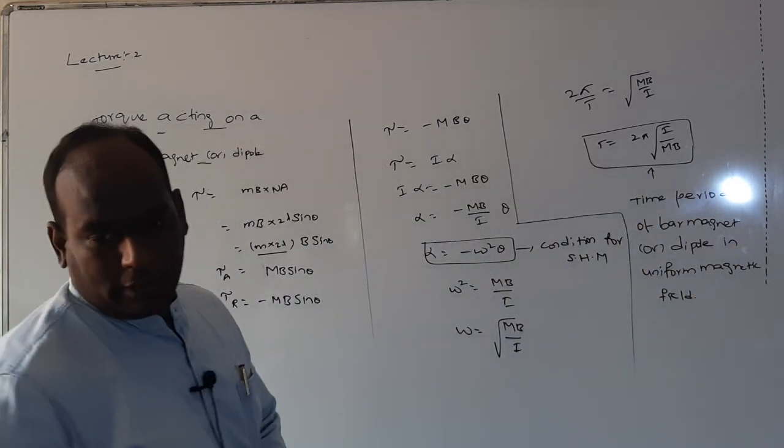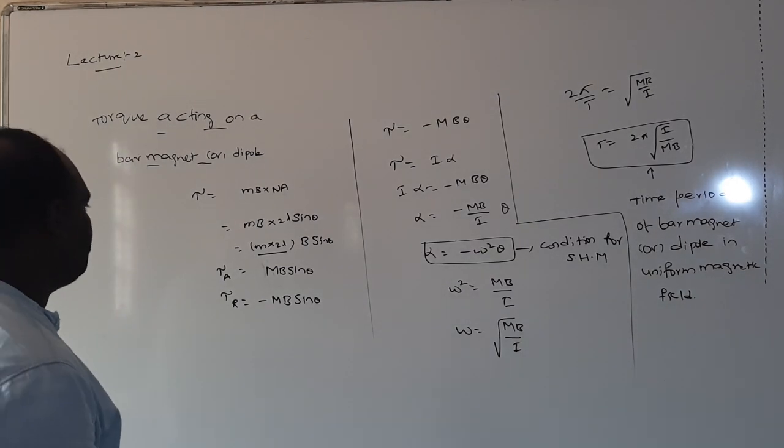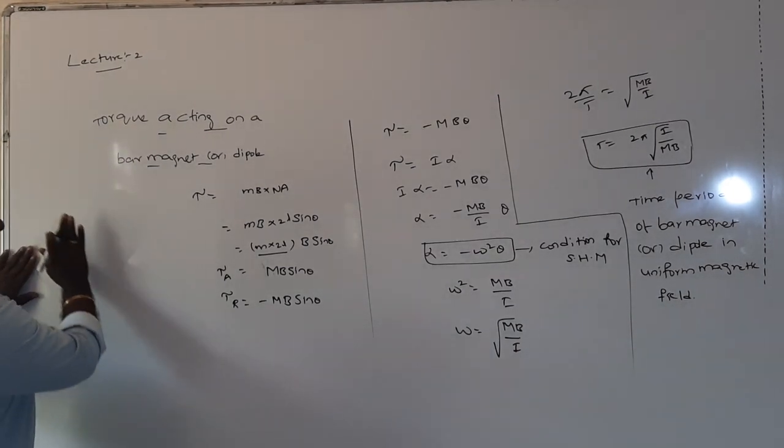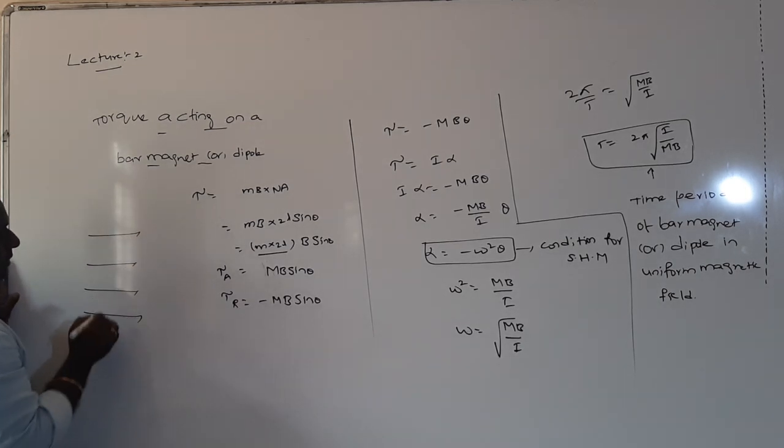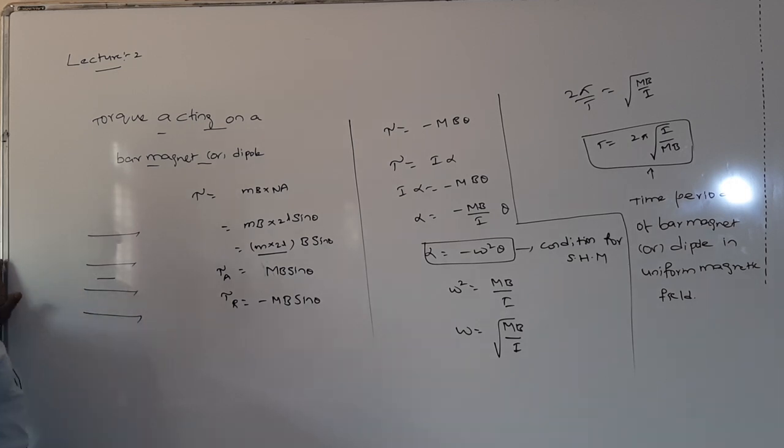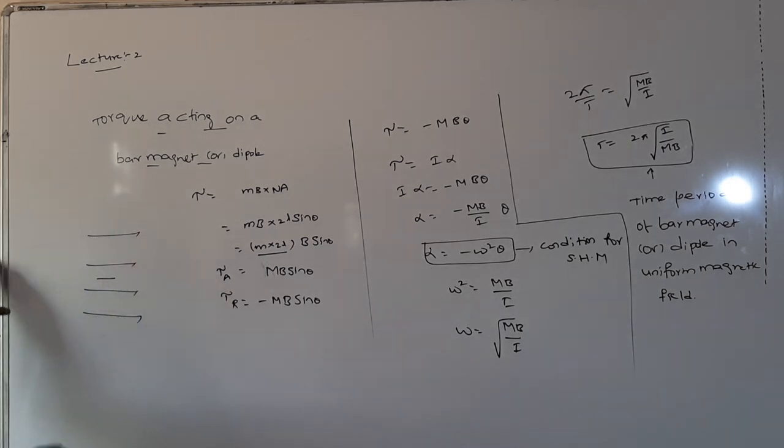Once again I am repeating, please look at the board. Sir, here I am going to explain with the diagram itself. This is a uniform magnetic field. In this uniform magnetic field, a magnetic needle is there. This magnetic needle is at rest.